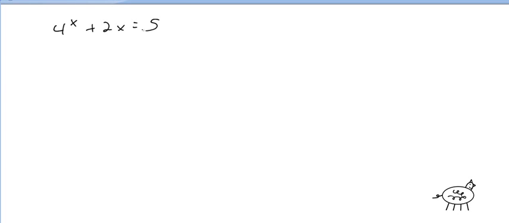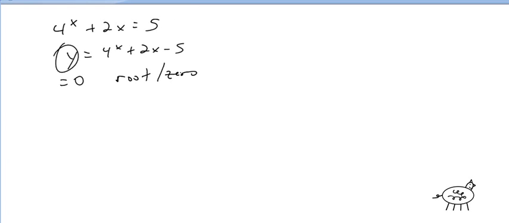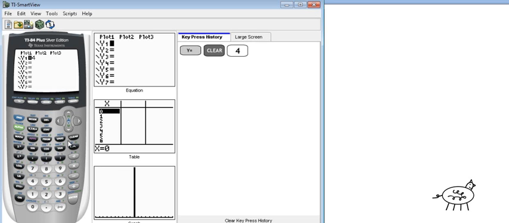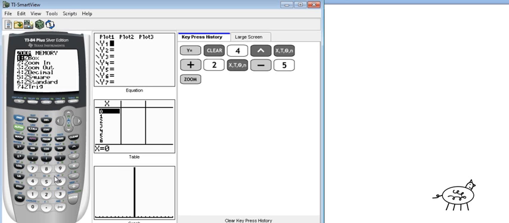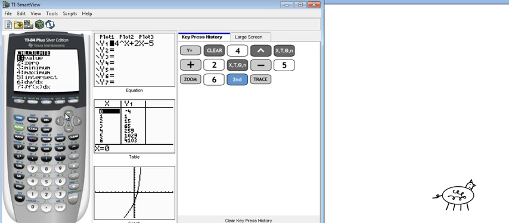So what I'm going to do is say y is equal to 4 to the x plus 2x minus 5. I'm going to move the 5 over, and then it's equal to 0. So I'm saying, where is that equal to 0? Well, again, that's going to be our root or our 0 value on the calculator. So let's graph that one. That one's challenging. You can't do that one so easily by hand. 4 to the x power plus 2x, we're okay with parentheses here, minus 5. And then we're going to do zoom 6, zoom standard. There we go.